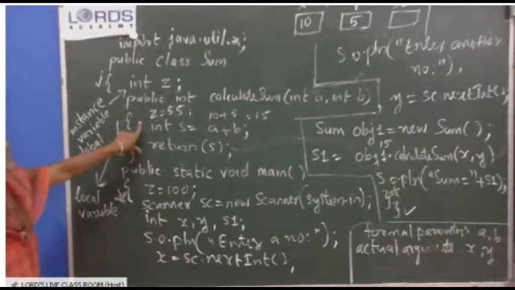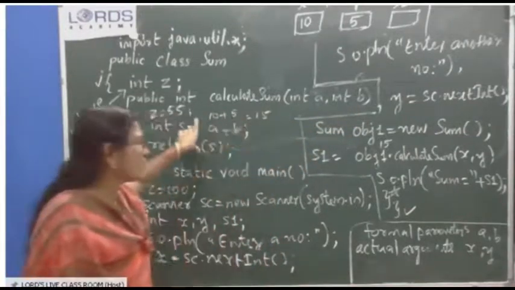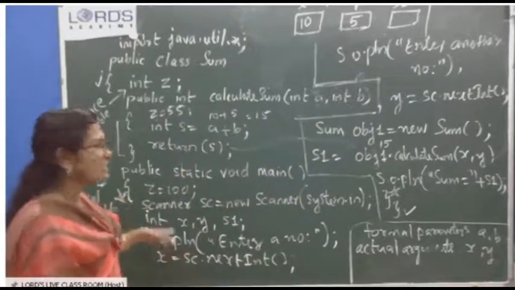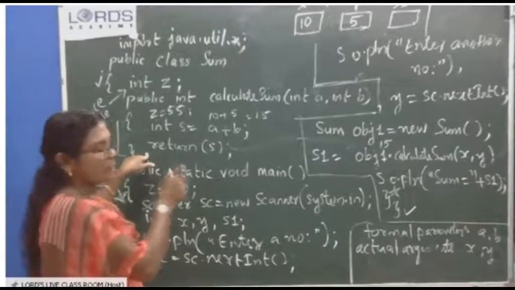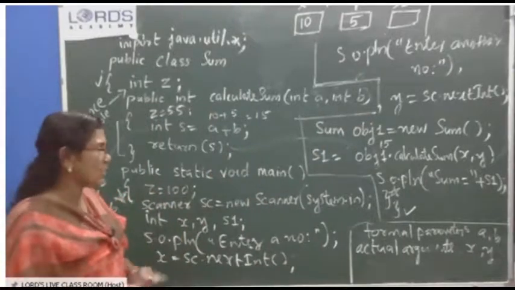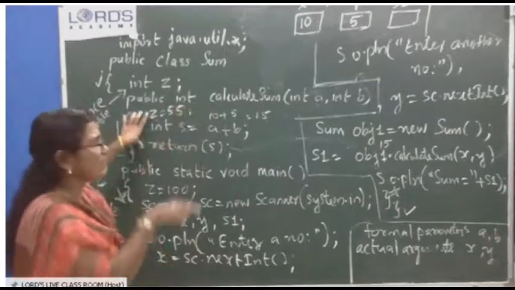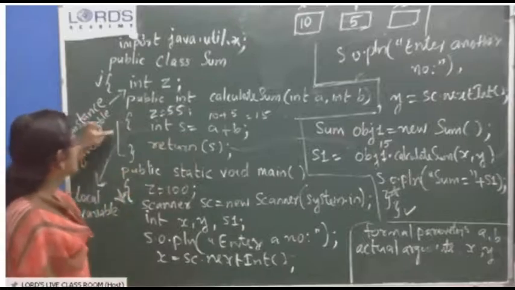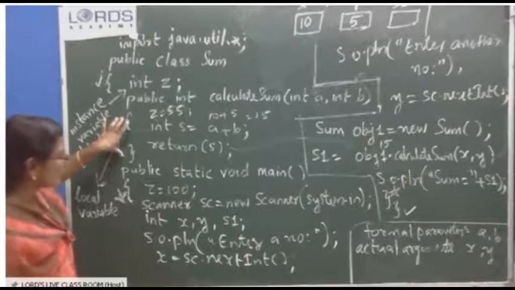And variables declared in the parameters list are local to the function. Only this function knows about A and B. Outside of this function, other functions will not get the value of A and B, because A and B will be alive only when the function is called. A and B are known only to the calculate sum method. S is a variable declared within this block, so S is available only within this block. S is not available outside of it.